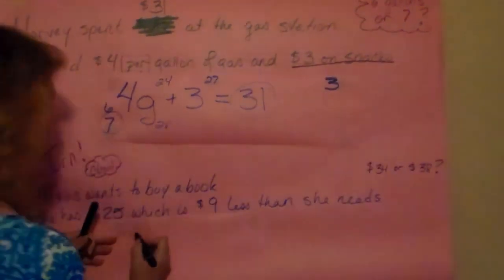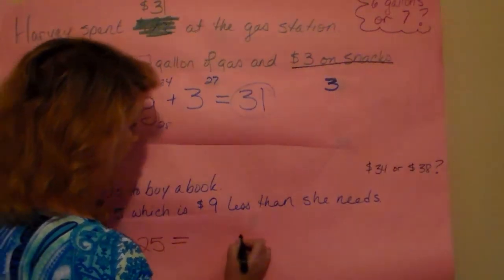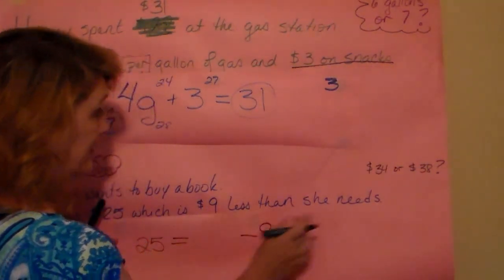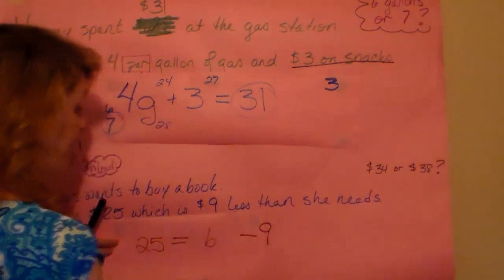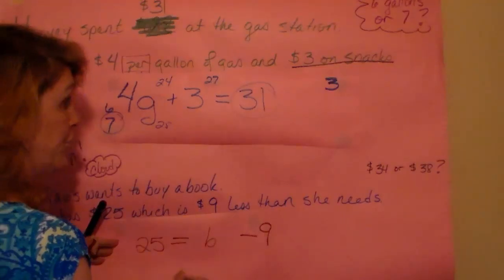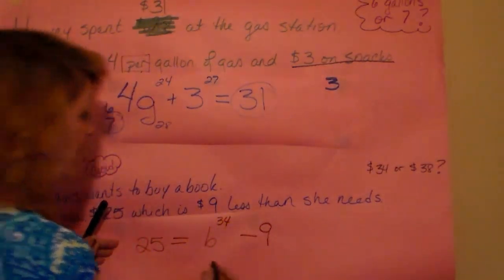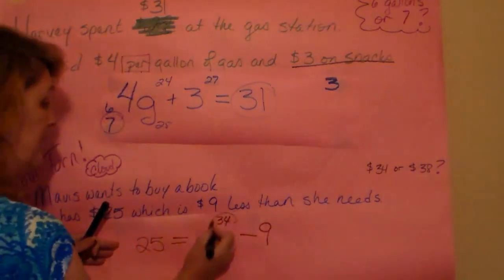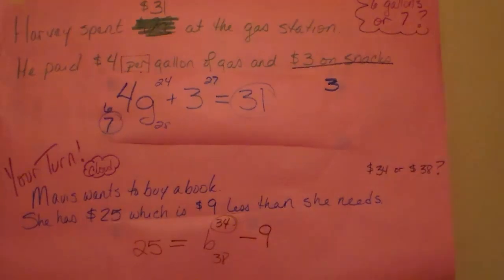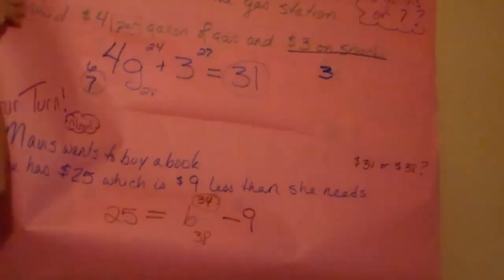All right. $25 is $9 less than she needs. That one we don't know, so we're going to use B for book. So, is it 34 minus 9 equals 25, or 38 minus 9 equals 25? And that one wins. All right? Okay.